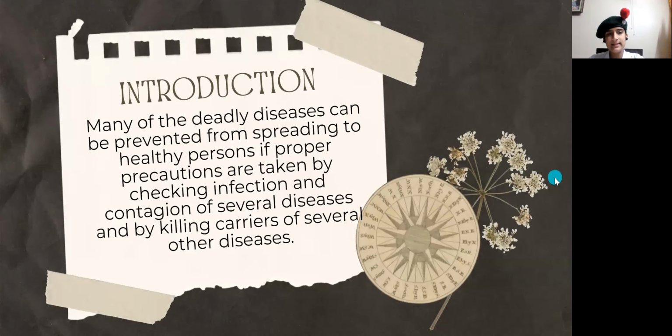Many of the deadly diseases can be prevented from spreading to healthy persons if proper precautions are taken up by checking infection and contagion of several diseases and by killing carriers of several other diseases.